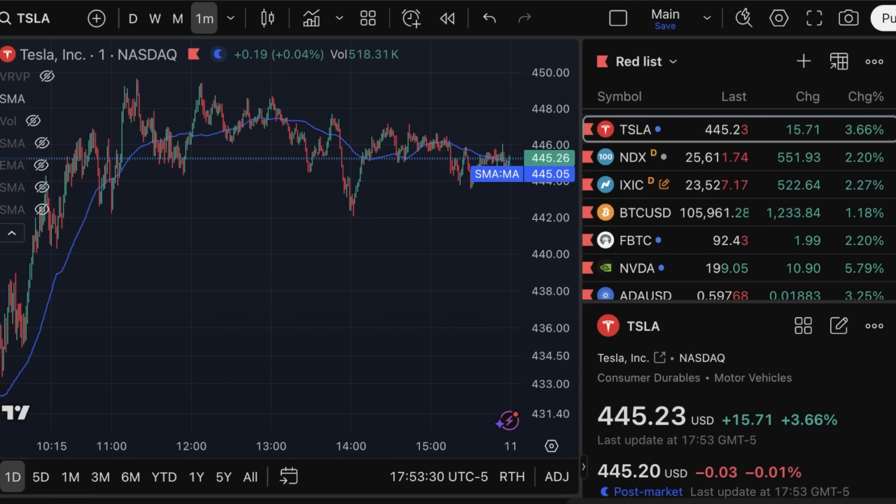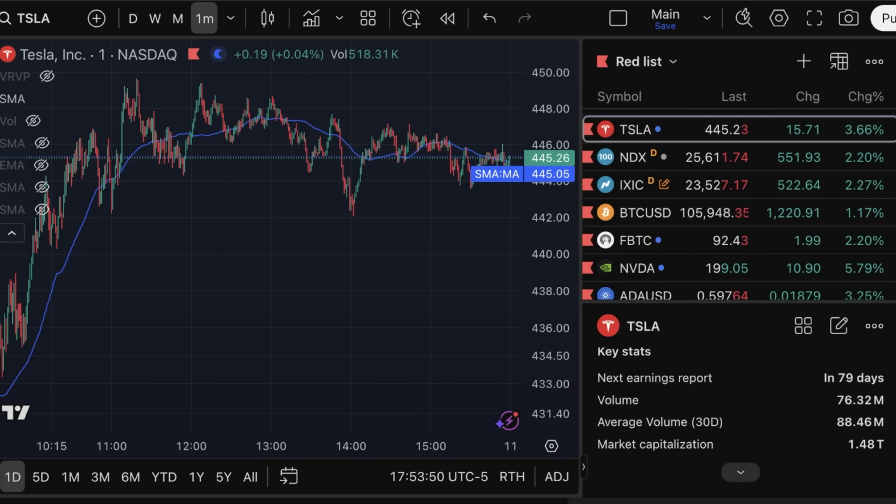Tesla stock closed the day at $445.23, up 3.66%, while the NDX was up 2.2%. The volume was 14% below the average.